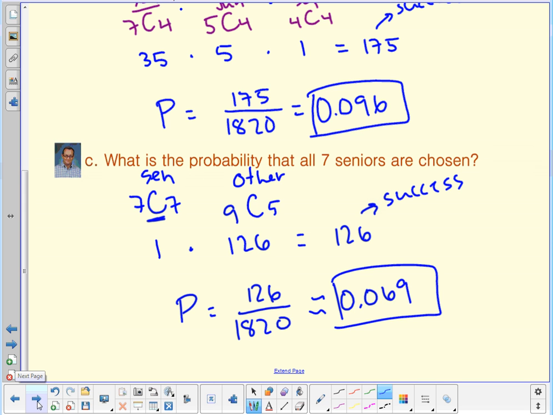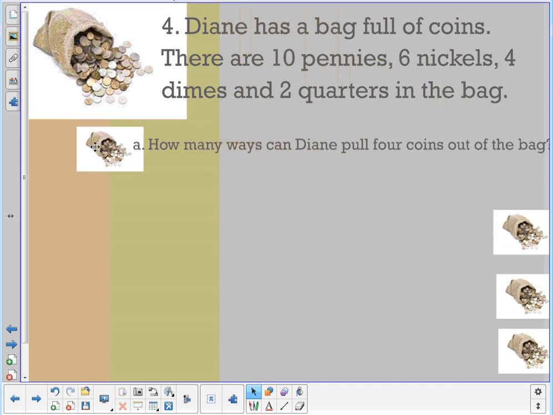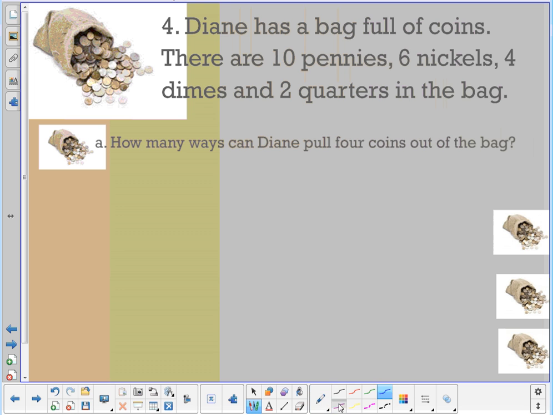Okay, we're going to do this together one more time, calculating probability when we have combinations and permutations involved. So let's take a look at the last question. It says Diana has a full bag of coins. There are 10 pennies, 6 nickels, 4 dimes, and 2 quarters in the bag. So the first question, of course, is how many ways can she pull 4 coins out of the bag? So she wants 4. There are 10 plus 6 plus 4 plus 2. That's 22 total coins. And she's picking 4.